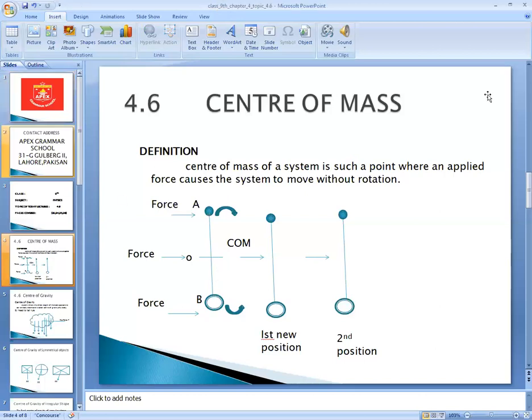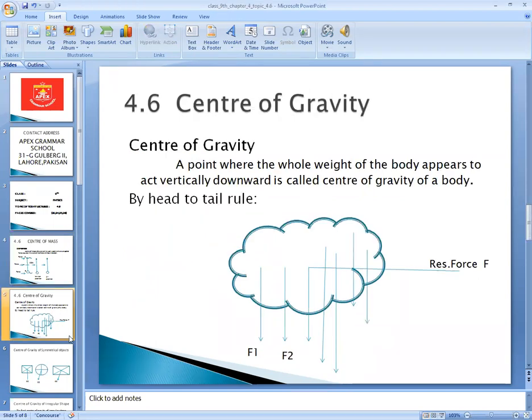But what is center of mass? Center of mass actually is a point where if I apply the force at point O, what will happen? The body will not rotate clockwise. The body will not rotate anti-clockwise. But this is the point where the body will move straight. So this point is called center of mass. Now, this is the end of center of mass. Now, center of gravity. What is the center of gravity?